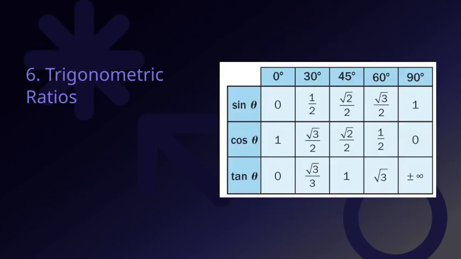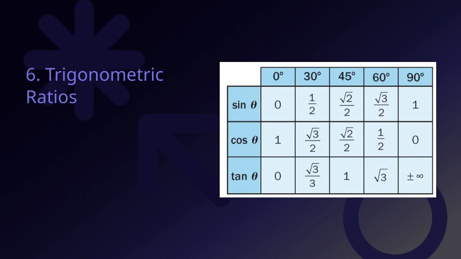Let's dive into the topic of trigonometric ratios. These ratios are fundamental in understanding the relationships between the angles and sides of right-angled triangles. They help us solve for unknown angles or side lengths when some information is given. The key ratios we focus on are sine, cosine, and tangent.